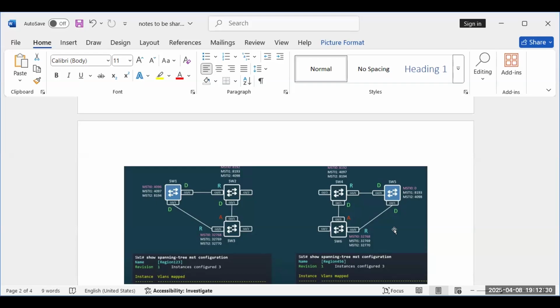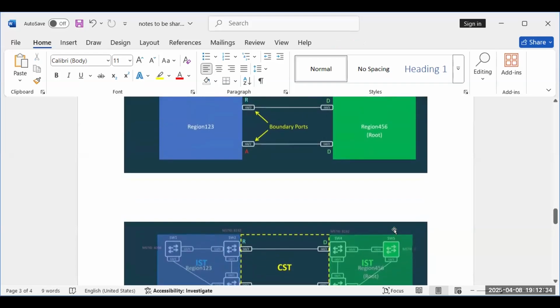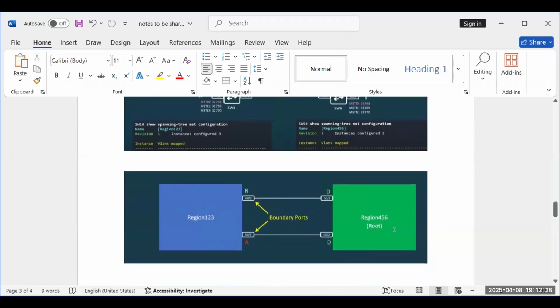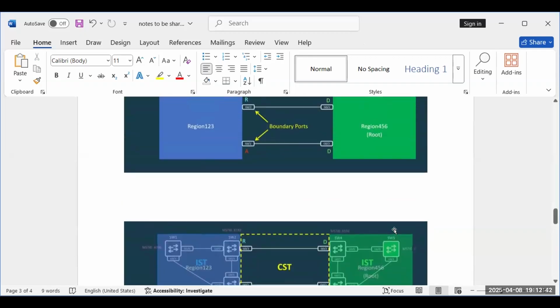Maybe you can share the commands in the chat or something. Yeah, I'll share it, that's what I told you. I'll share the notes there. You will get the commands.